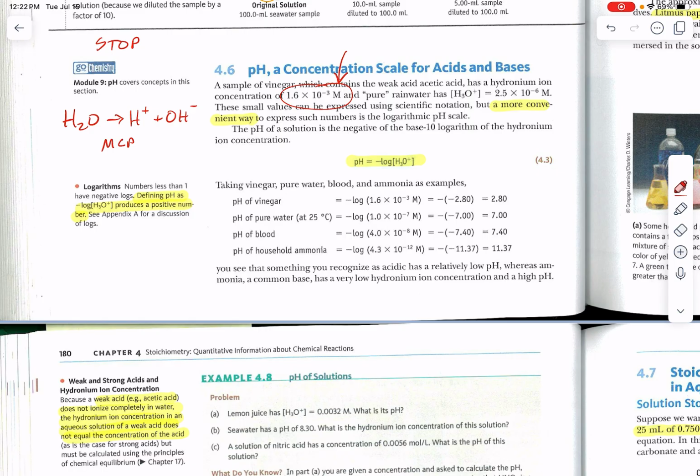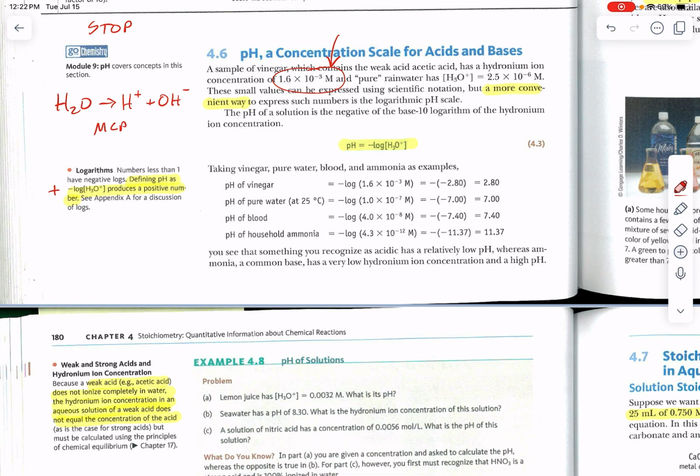Now, I should also say that despite what it says right here, that defining pH as a negative log of the hydronium ion concentration produces a positive number, theoretically you could get a negative number. We know if you have a solution that's 10 to the minus 1 molarity, the pH is going to equal 1.